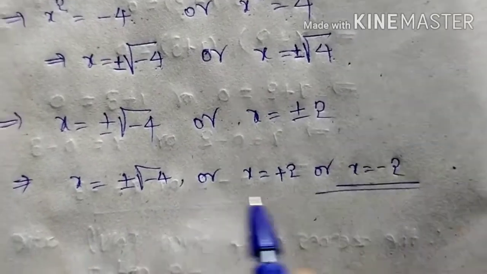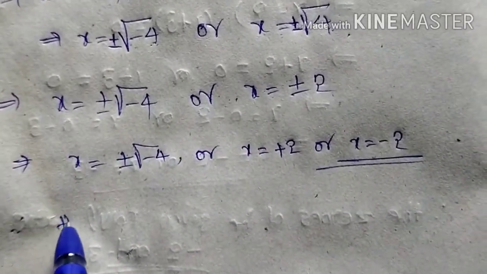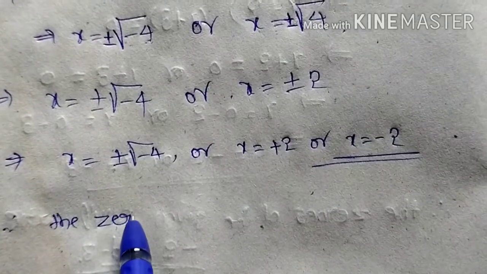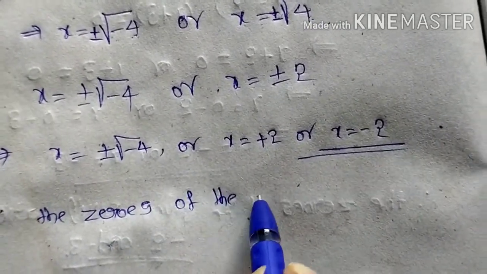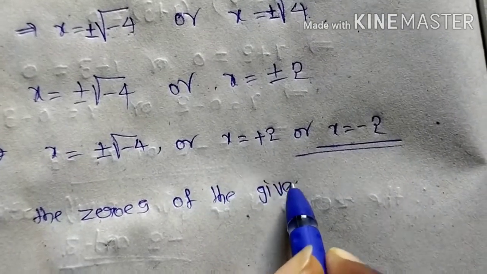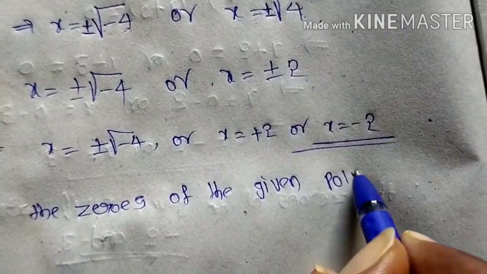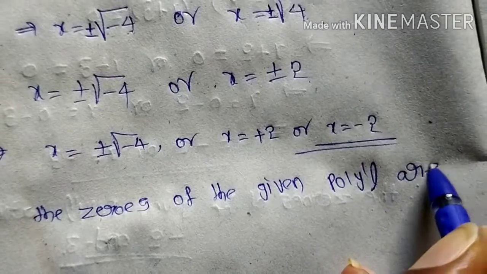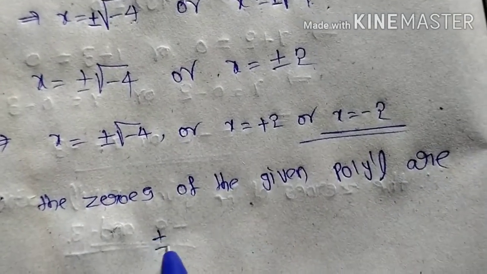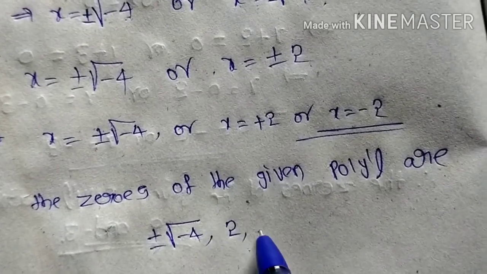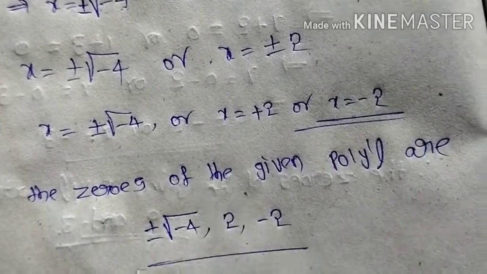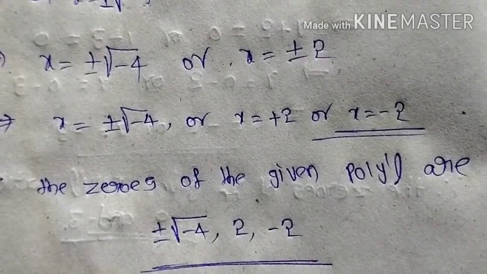Yes or no? These are the solutions. Therefore, the zeros of the given polynomial are plus or minus square root of minus 4, 2, minus 2. These are the solutions of the given equation, given polynomial.